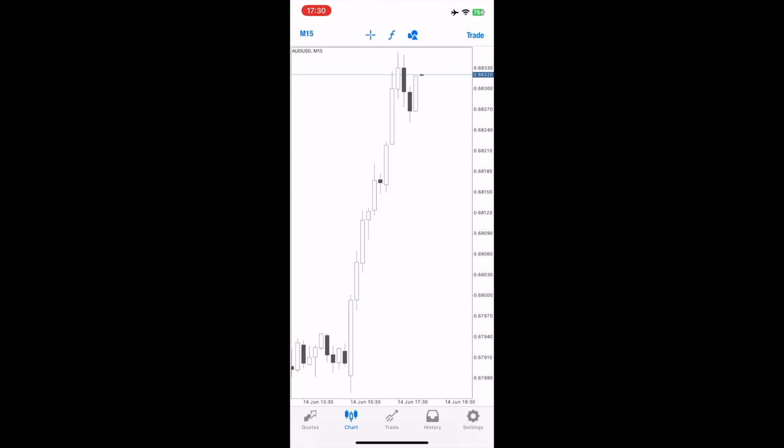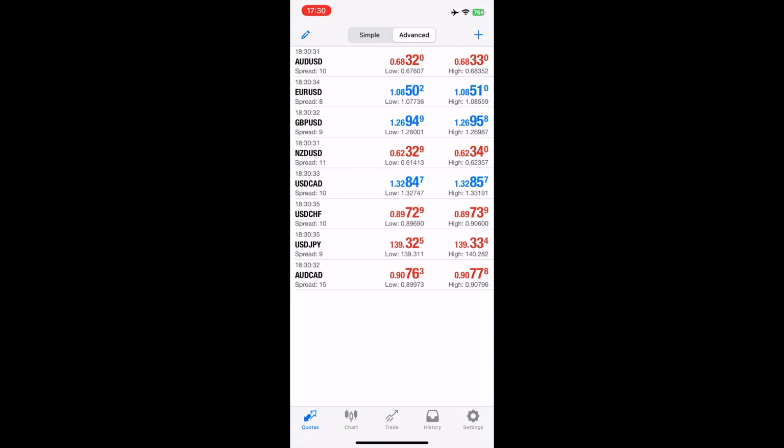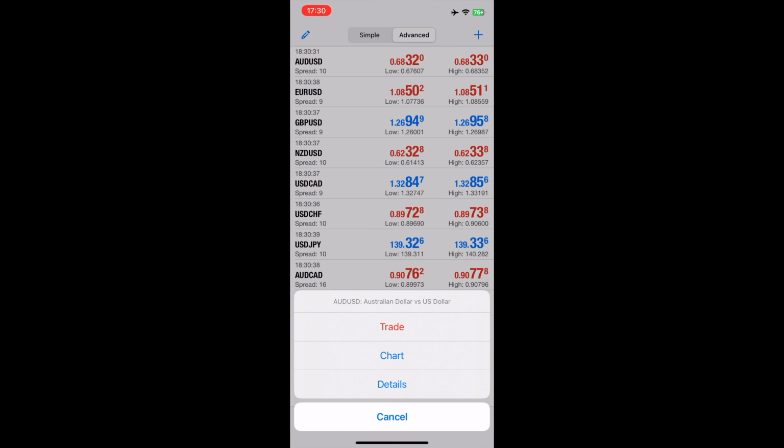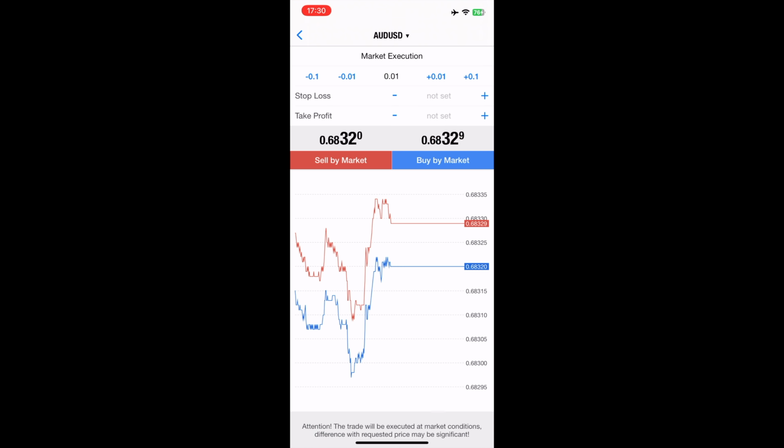All right, so now let's come back to quotes again. If I click on this AUD USD and come to trade, it's going to take me directly to where I can execute my trade. I'm going to talk about that later.